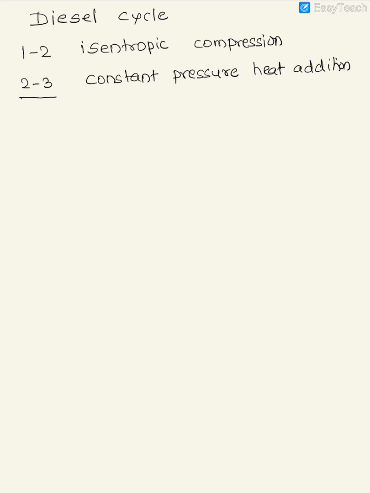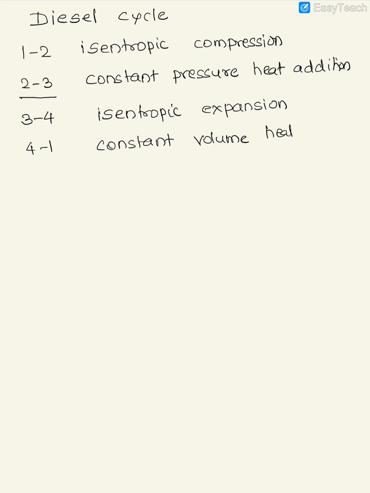3 to 4 is similar to that of the Otto cycle, that is, it would be an isentropic expansion. And finally, 4 to 1 would be similar to the Otto cycle, that is, constant volume heat rejection. So these four processes, that is isentropic compression, constant pressure heat addition, isentropic expansion and constant volume heat rejection, together constitute what is known as a diesel cycle. So let us now represent them on the pressure volume diagram and the temperature entropy diagram.